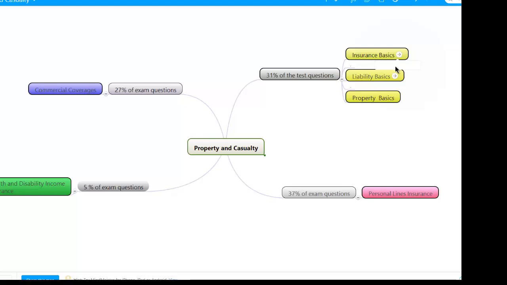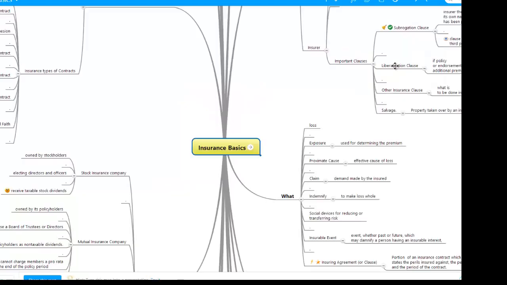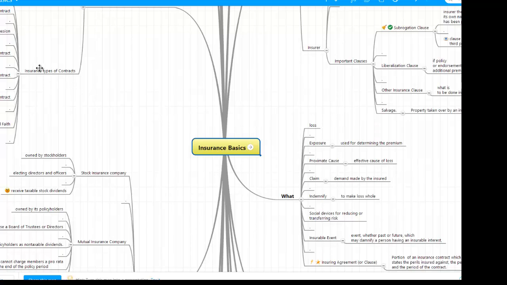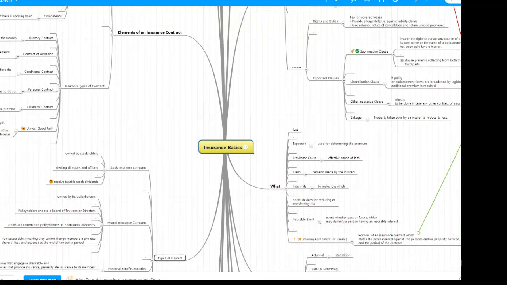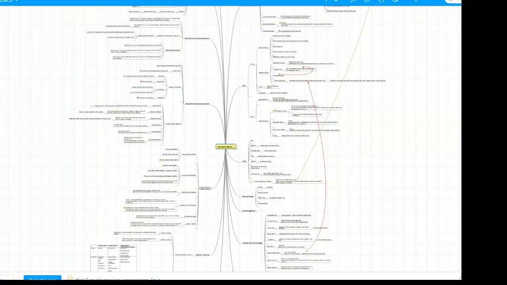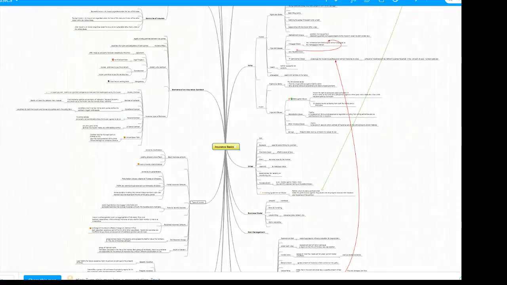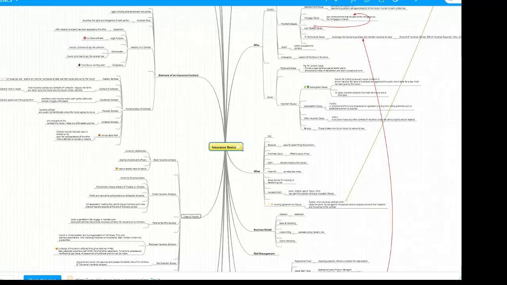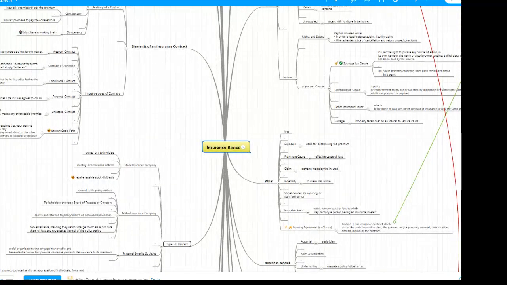I click here and it takes us over to the next. Now I'll zoom back a bit so you get an idea. Quite a subject matter, and this is just a basic portion. So I can zoom out and get an idea of the size of it. This would be the mind map portion for just the insurance basics, and then we would do liability basics and property basics. Okay, so let's start.